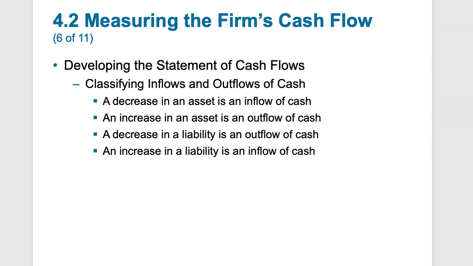Now, if a firm reports higher fixed assets, like plant, building, equipment, from one year to the next, that means there's a cash outflow tied to the acquisition of these new assets. And the same is true for inventory, accounts receivable, even the cash account. When you see the cash account, don't think of that as cash flow. Think of that as a cash account.